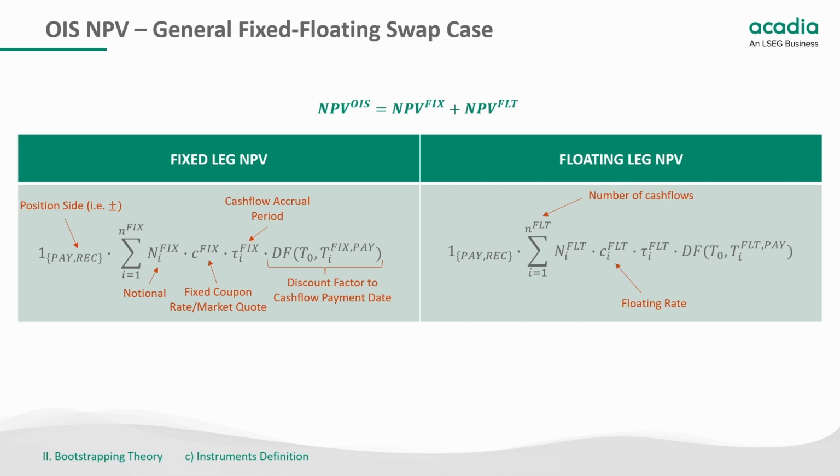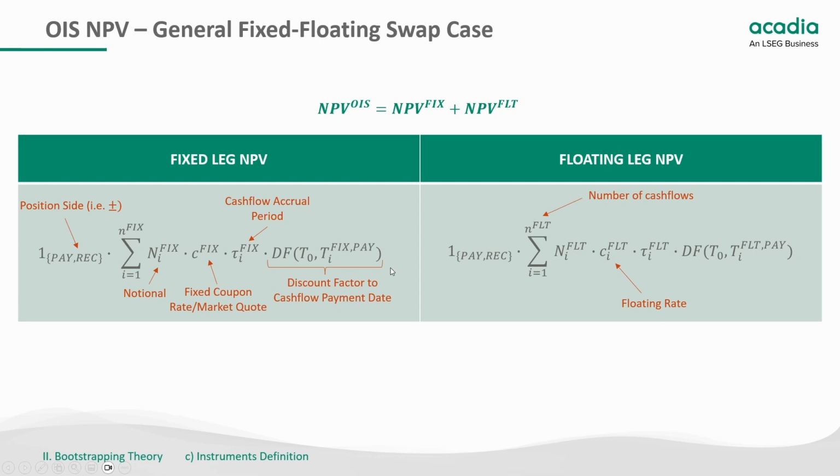One important thing to remember in the general case is that each leg can have its own set of conventions and cash flow schedule, which is why we make a distinction between the variables determining the schedule of cash flows, for example, the number of cash flows, fixed and float, and the dates marked as upper T, implied in the theta and the discount factors.